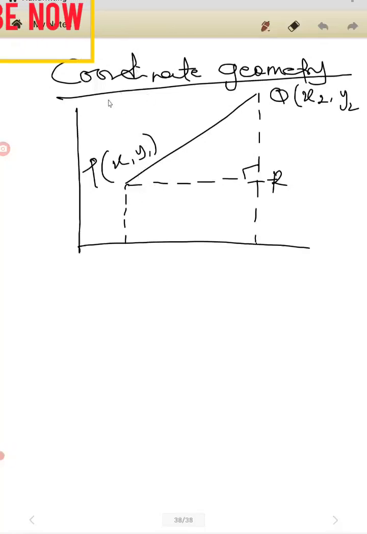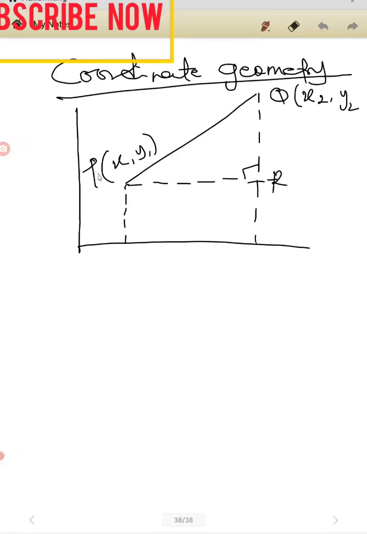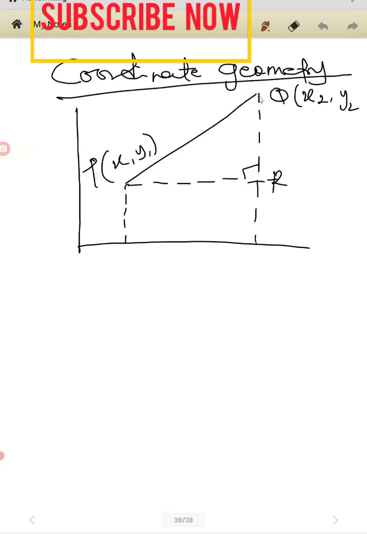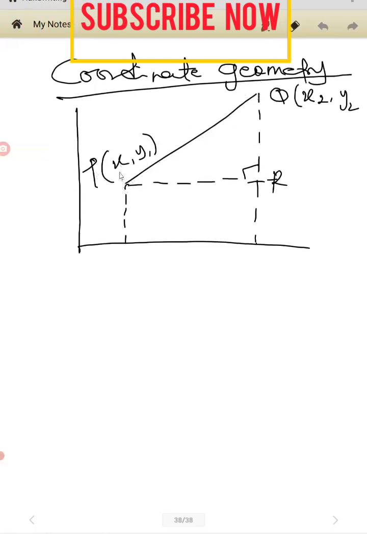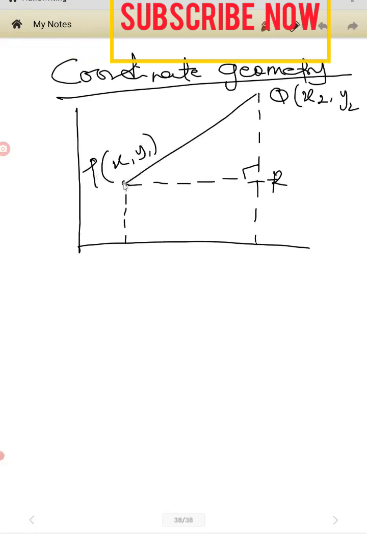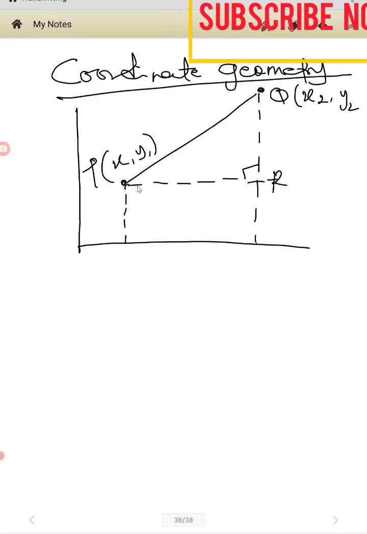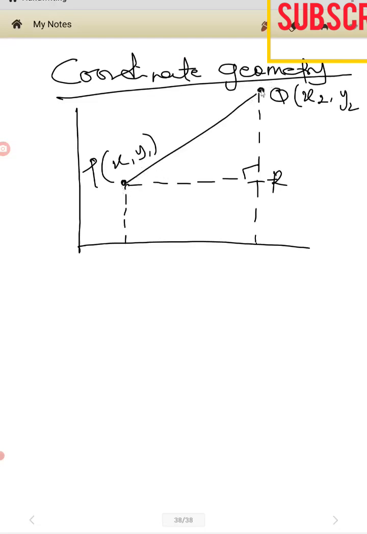We are talking about coordinate geometry. In coordinate geometry, there are 2 points which we want to analyze. This is one point, this is another point. We want to know the distance between these 2 points. How do you know the distance?